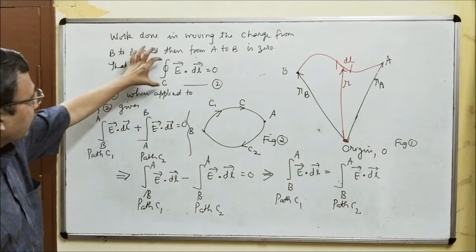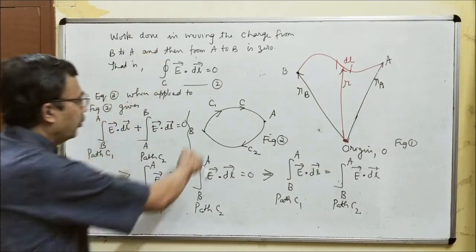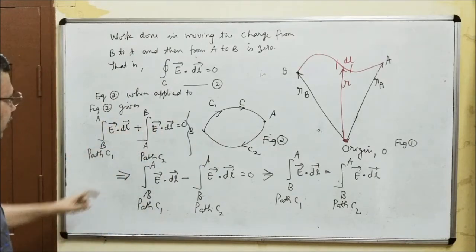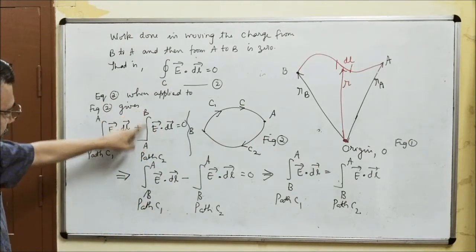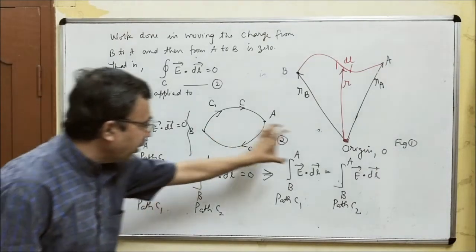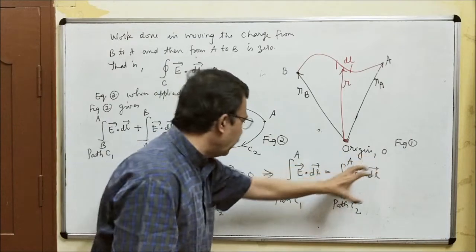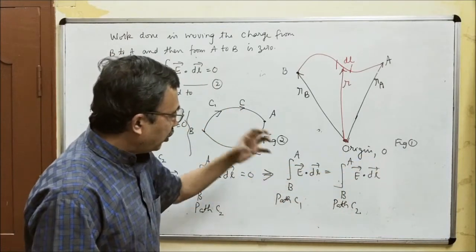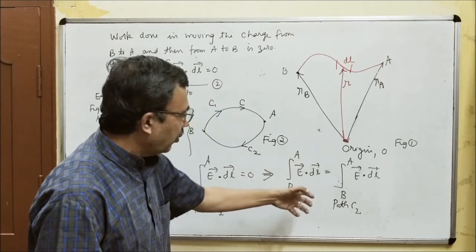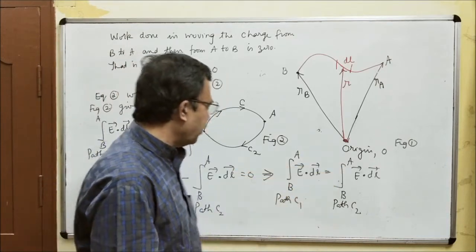What I have done is this contour integral, contour means closed integral, I split into two path integrals. I changed the limits of integration. Because of that I have got a minus sign here. Then I moved this integral to right side. So what this integral means, work done by a unit positive charge along path C1 must be equal to work done along path C2. That is the significance.